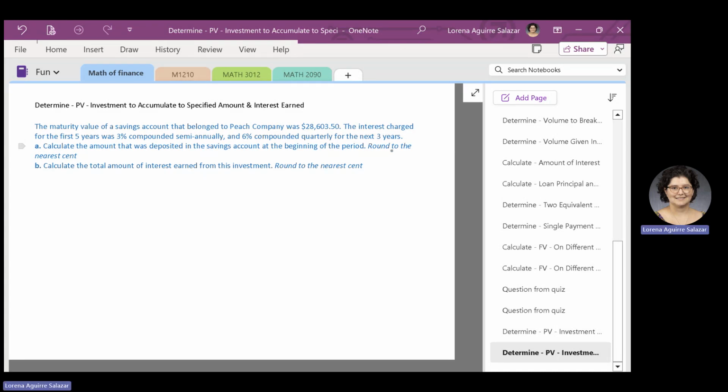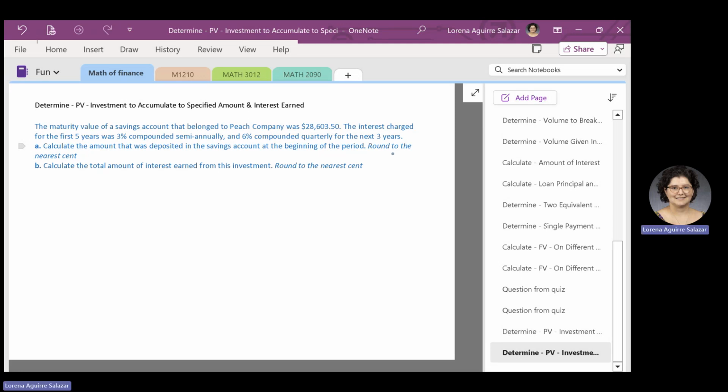We have a problem here that concerns compound interest. Let's see how we work with it. The maturity value of a savings account that belonged to Peach Company was $28,603.5. The interest charged for the first 5 years was 3% compounded semi-annually and 6% compounded quarterly for the next 3 years.